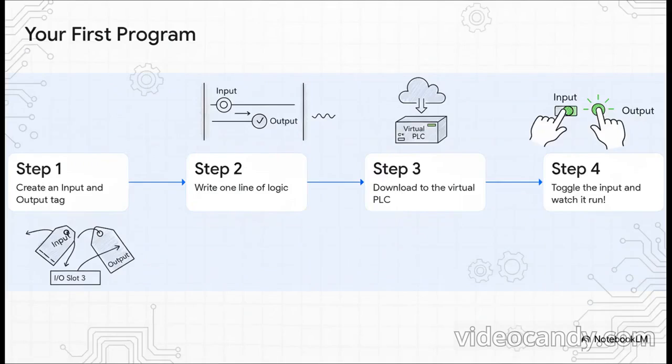Okay, let's build our very first program. It's going to be super simple. We'll create 2 tags, one for a virtual input, one for a virtual output, and we'll link them to our I/O module. Then we'll write one single line of logic. If the input is on, then turn the output on. After we download the changes, it's time for the fun part.